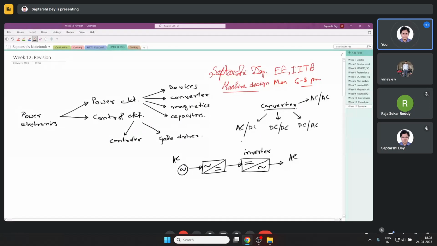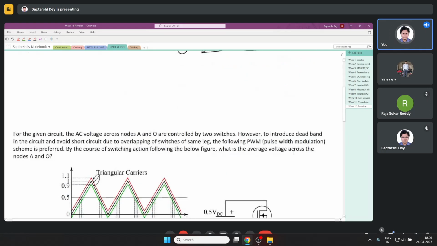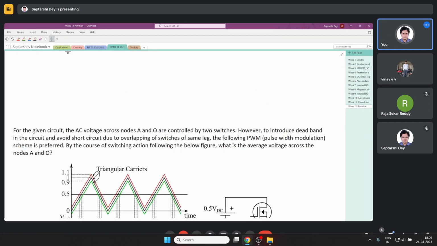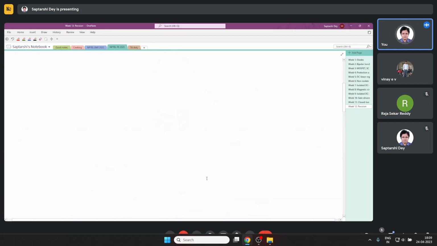Other than this, controlled rectifiers are not discussed in this course. Only uncontrolled rectifiers, single phase and three phase, were discussed. Alright, since this is a revision class, I will mostly take doubts from you, from the course or anything in general from power electronics, and then I will discuss two problems today.